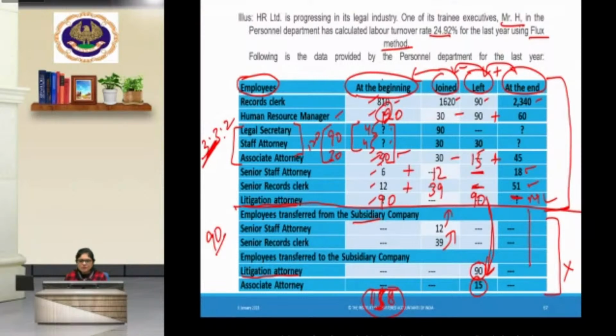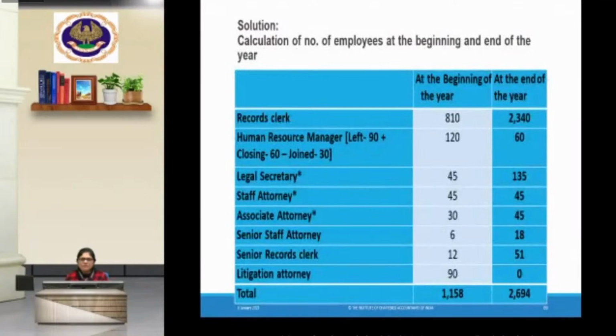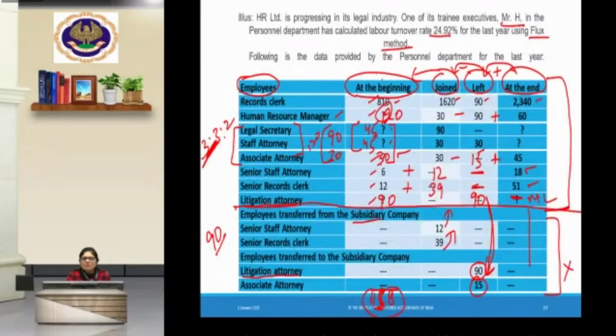Now let me show you the table in a proper way. So this is the beginning and the end. Now we have to calculate the labor turnover, and we need to calculate the average. For the average, we want the beginning and the end. We have just calculated, the beginning was 1158 and the end is 2694. I'm taking you back to the question where we calculated. We picked up the beginning and the end.